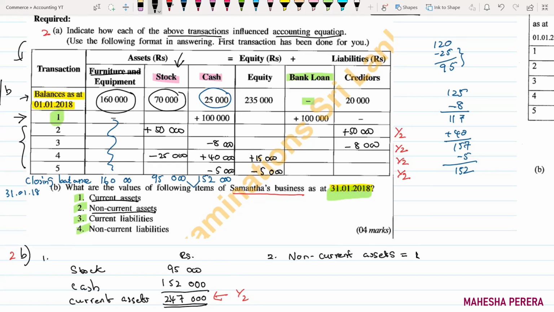Equal what? Rupees 160,000. Again, you are given half a mark for this. Right, next one. Third one.